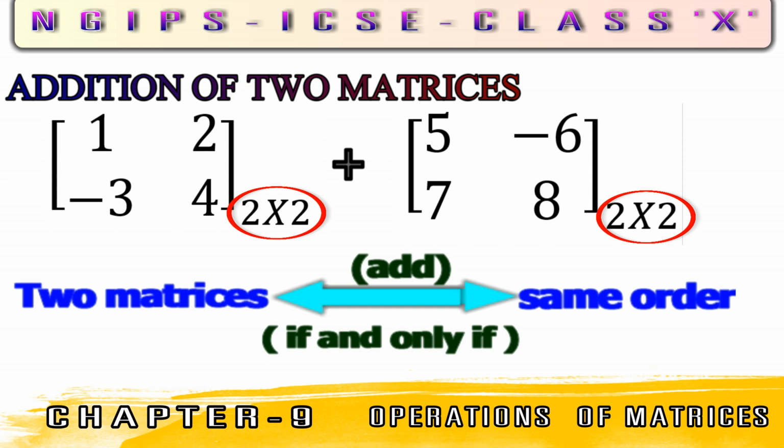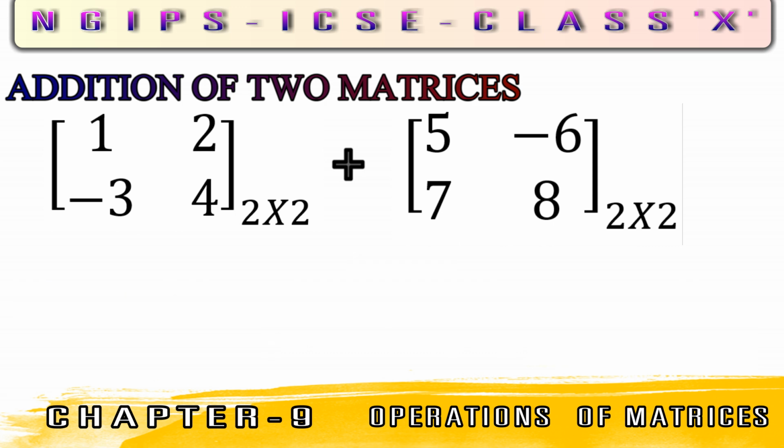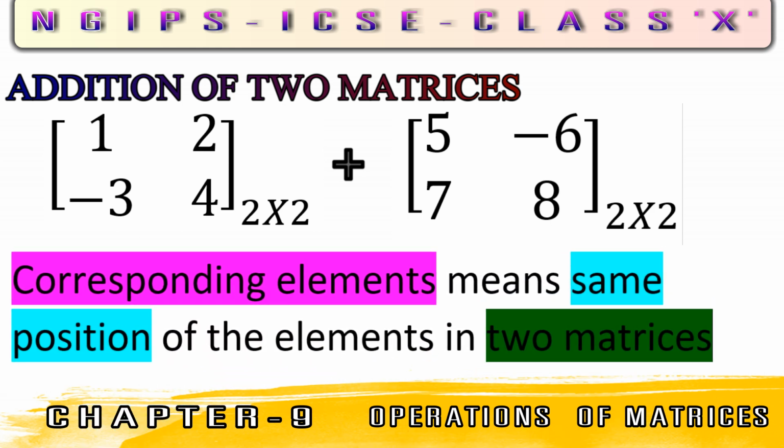This should always be our first step. Before we move on to the addition, we should check if they can be added or not. Once we know that they can be added, we can perform the addition. So, how do we add two matrices? We simply add the corresponding elements. What do we mean by corresponding elements? Those which have the same position in the two matrices.